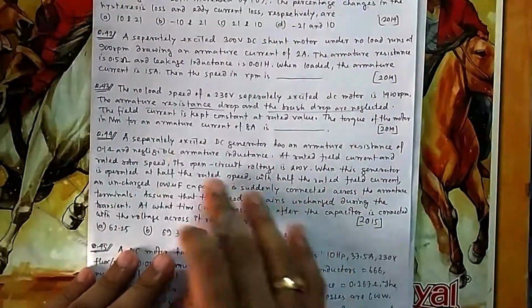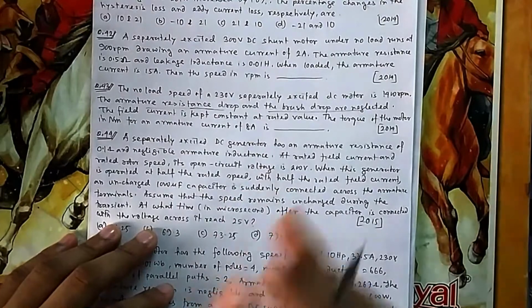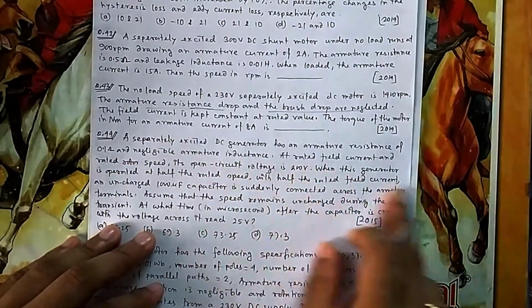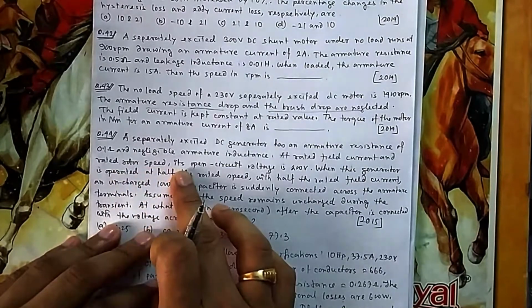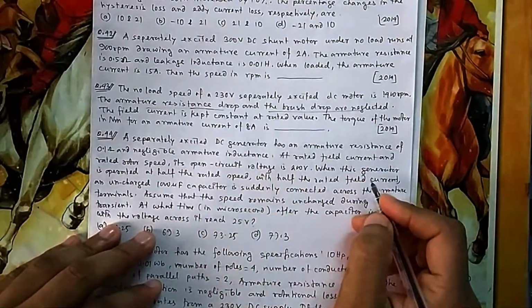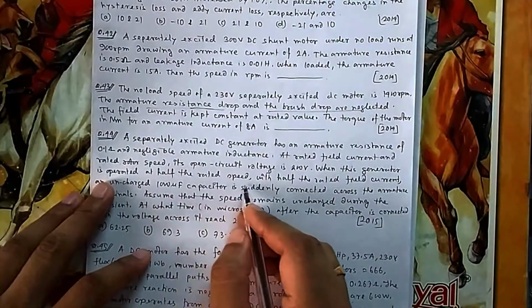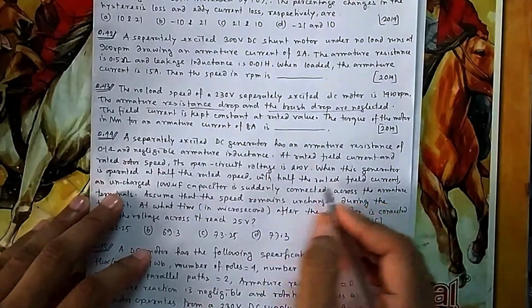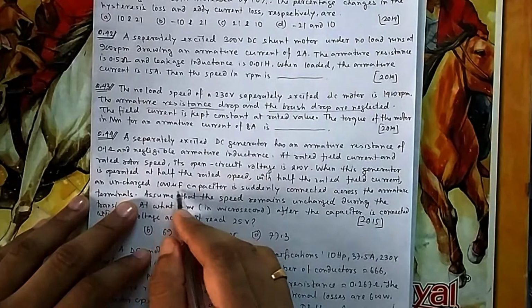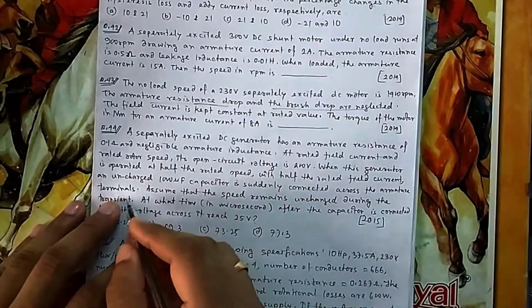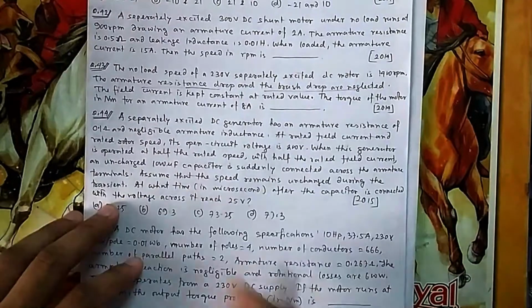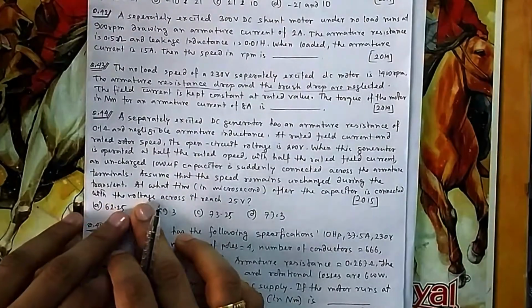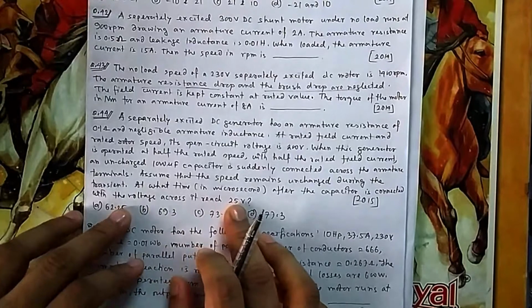So in question number 44, a separately excited DC generator has an armature resistance of this, negligible armature inductance, the rated field current and rated rotor speed. Its open circuit voltage is 200. When the generator is operated at half the rated speed with half the field current, an uncharged 1000 microfarad capacitor is suddenly connected across the armature terminal. Assuming the speed remains unchanged during the transient, at what time after the capacitor is connected will the voltage across it reach 25 volt.